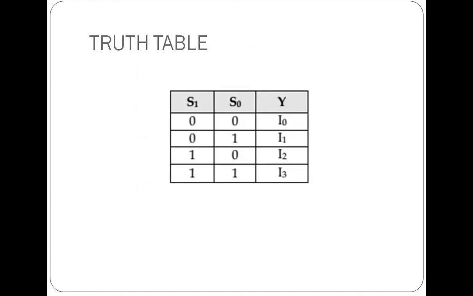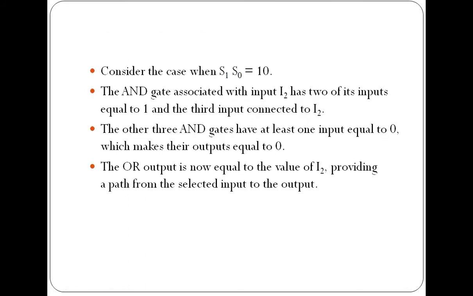You can see the truth table. According to the S1 and S0 combination, this is the output obtained. For 0, 0, the output obtained is I0. For 0, 1, the output obtained is I1. For 1, 0, I2. For 1, 1, I3. This is the explanation for that.